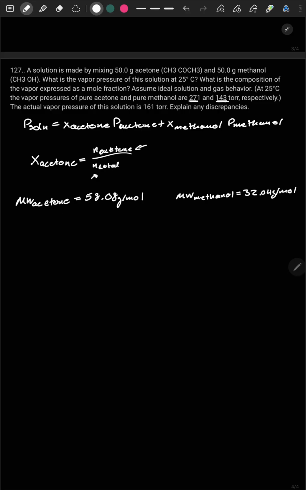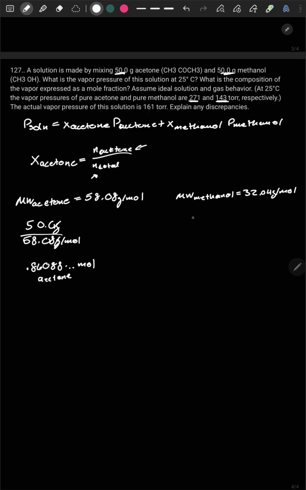Then we can just continue on from here with the fact that we know that we have 50 grams of both. So if we divide 50.0 grams of acetone by 58.08 grams per mole, then these cancel out and we are left with 0.86088 moles of acetone.